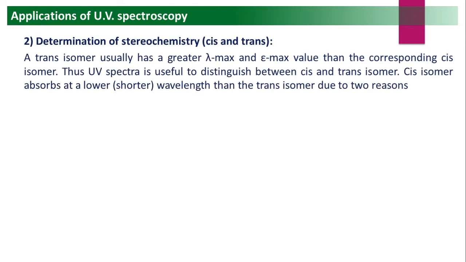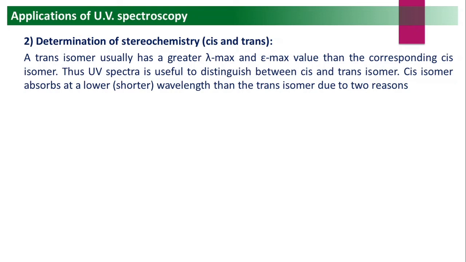The second application is that we can determine geometrical isomers. So we can identify which geometrical isomer is in the sample. This is determination of the stereochemistry, that is cis-trans geometrical isomerism. Why can we differentiate the cis and trans isomers? Because a trans isomer usually has a greater lambda max and a greater value of epsilon max, that is absorptivity, than the corresponding cis isomer. Thus, UV spectra are useful to distinguish between cis and trans isomers.